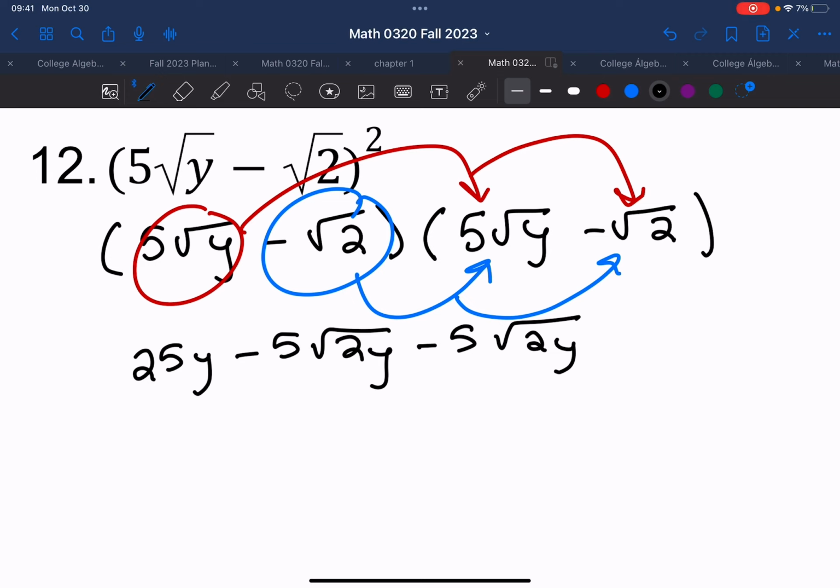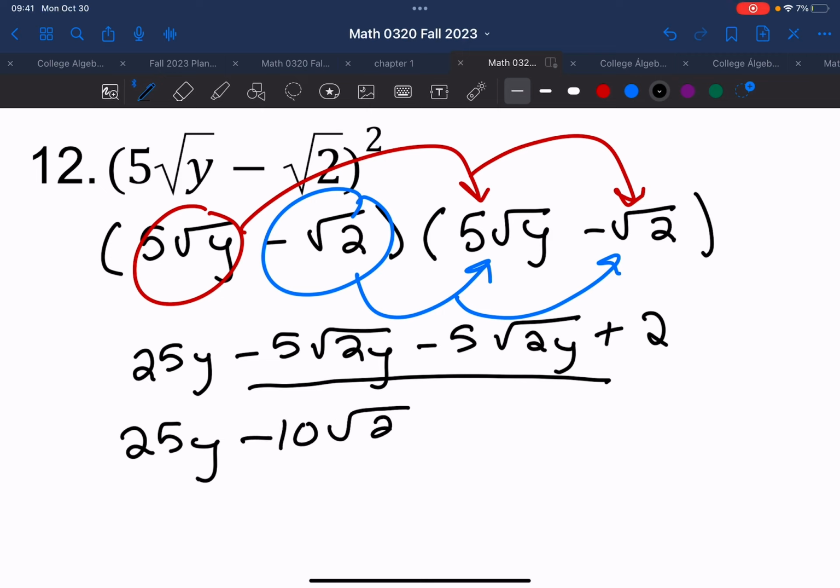And then lastly, I have negative square root of 2 times negative square root of 2. So negative times a negative is a positive, and square root of 2 squared is 2, because it cancels. So that means I have 25y. How do I combine these middle terms? So negative 5 minus 5 is negative 10 square roots of 2y. Bring down the 2. Is there any other terms I can combine? Nope, so this is my answer.